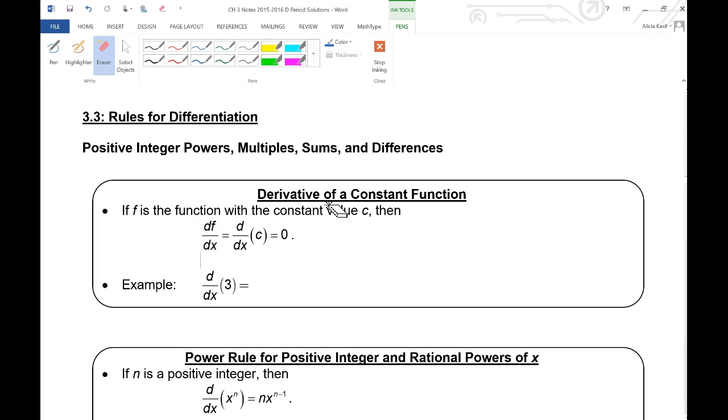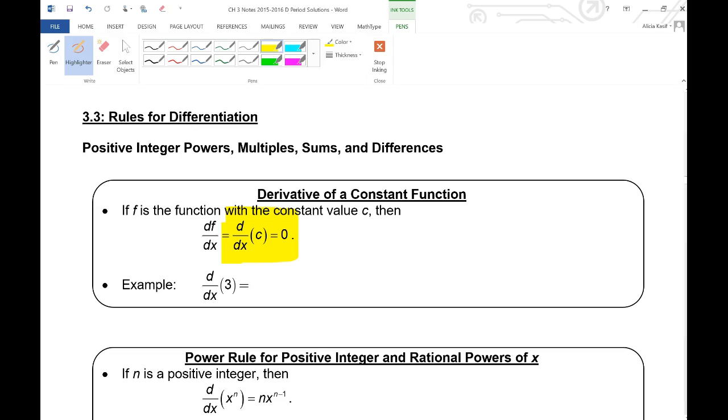So today we're going to take a look at the shortcuts that I was telling you about before. Once you know the shortcuts, unless I tell you that you have to use the limit definition, you can just go right to this, okay? The first one is the derivative of a constant function. And yes, there's a C. C stands for constant. So it's right here: the derivative of a constant is 0.